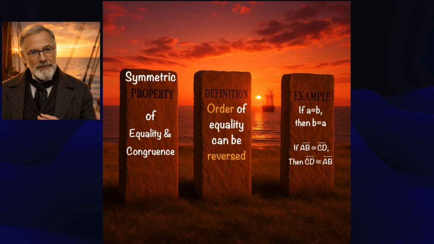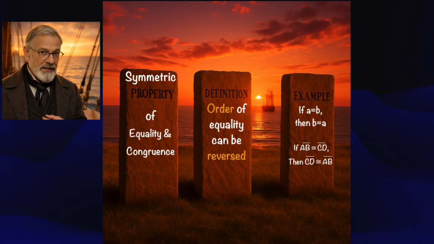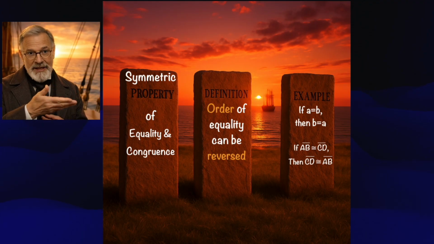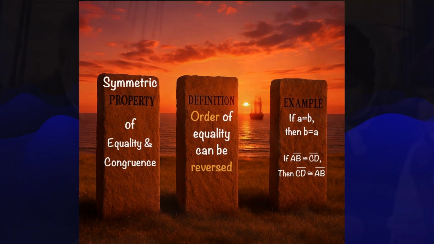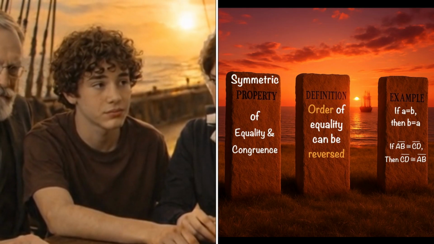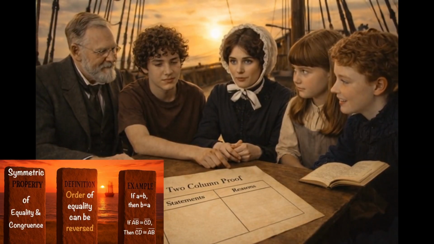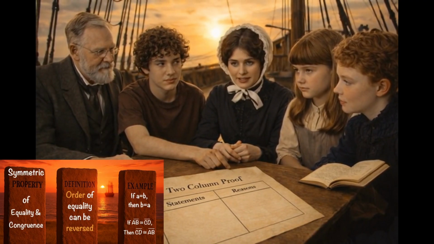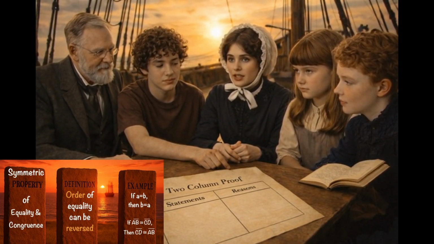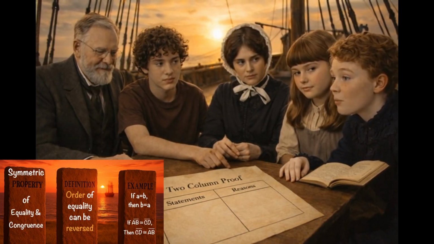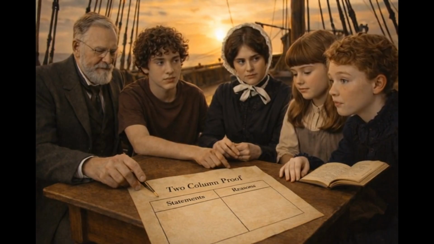The symmetric property of equality says the order of equality can be reversed. In symbolic form, if A equals B, then B equals A. So the order can flip, but the equality stays true. In geometry, the symmetric property of congruence says, if segment AB is congruent to segment CD, then segment CD is congruent to segment AB. These rules become the reasons we write in a 2-column proof.